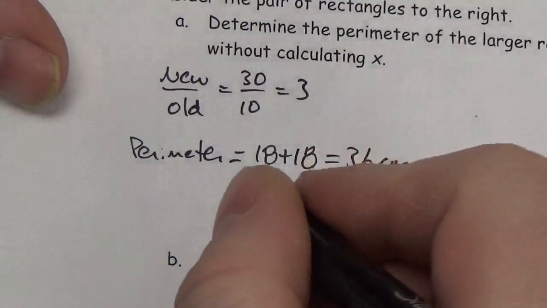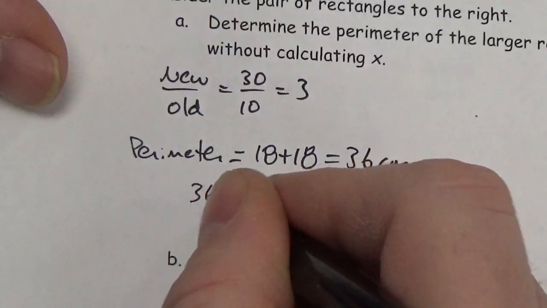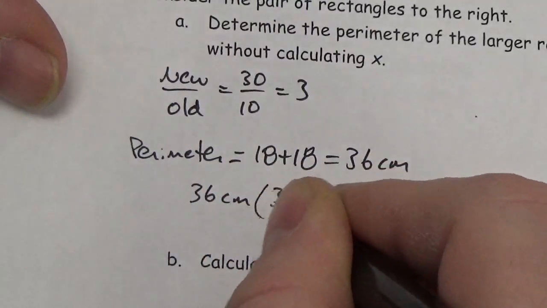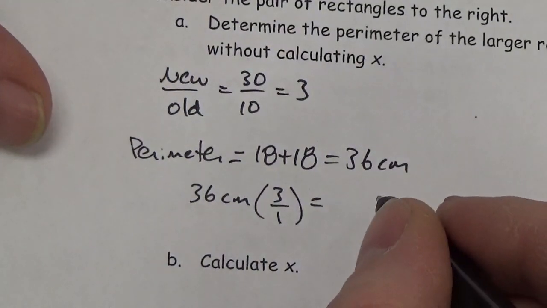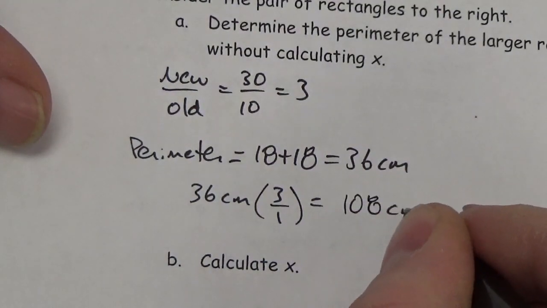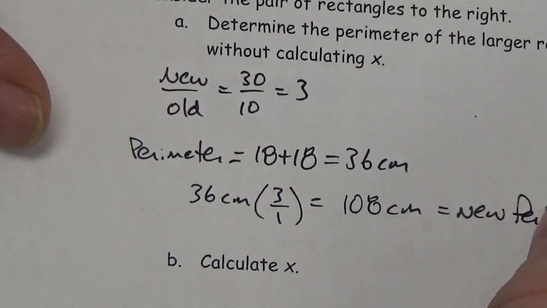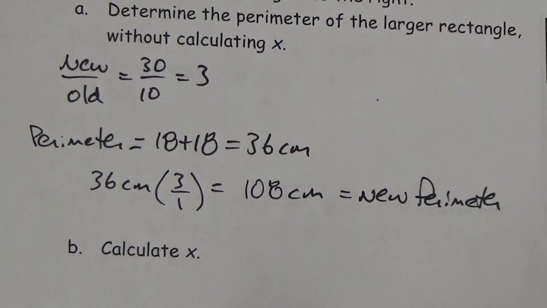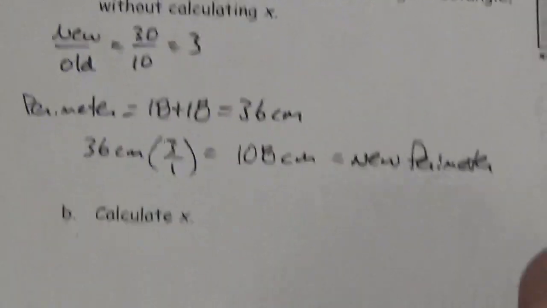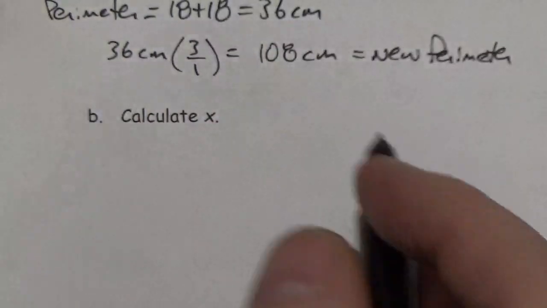Now, I know that our scale factor here is going to be 3 to 1. So we're going to take 36 centimeters and multiply that by 3 to 1. 36 multiplied by 3 is going to be 108 centimeters. So this is going to be the new perimeter, 108 centimeters. I didn't even have to calculate what the side length was. Now, the next part of this question is clearly to calculate that side length, and then I can use that to verify that I did this correctly.